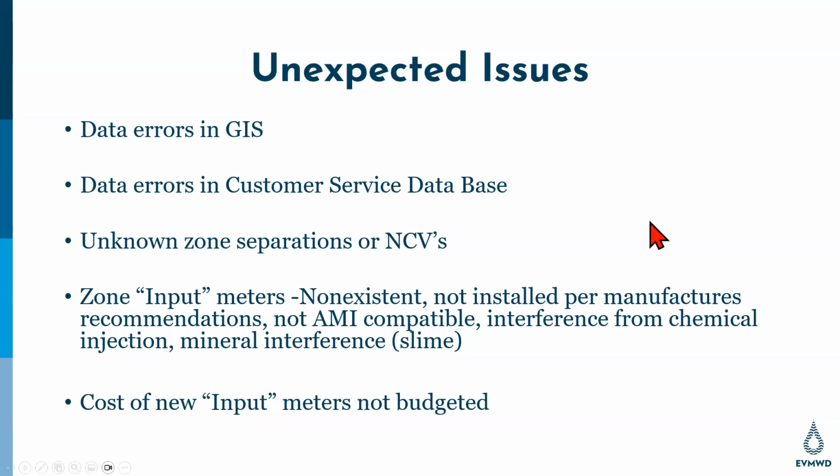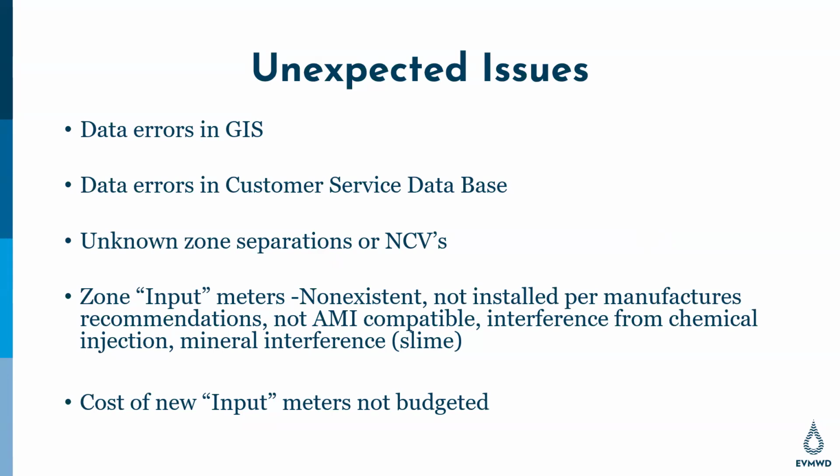We had unknown zone separations or normally closed valves. We had PRVs feeding in from one zone going to the other. We did have normally closed valves that were partially open due to operational issues. We also have zones that switch from time to time, depending on how operations wants to operate the system, so that has to be tracked as well. We have to know when to change those boundaries and add or delete accounts out of a zone.